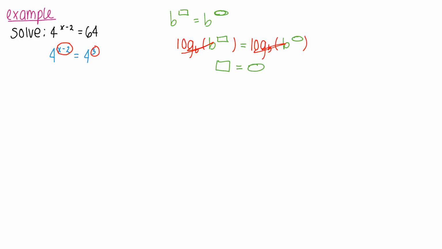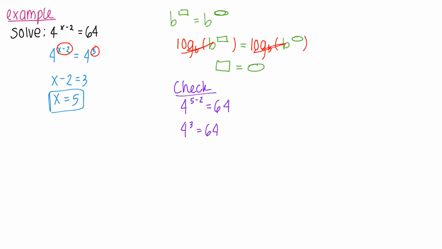So the exponents have to be equal. So x minus 2 is equal to 3. Adding the 2 on both sides, x is equal to 5. We do not need to check for domain issues, so we can just say x equals 5 is our answer. If you wanted to check it, you certainly could by plugging it into the original equation. So 4 raised to the 5 minus 2 equal to 64. This is 4 raised to the 3 equal to 64, and that's true. 64 is equal to 64, so we can feel confident in that answer.